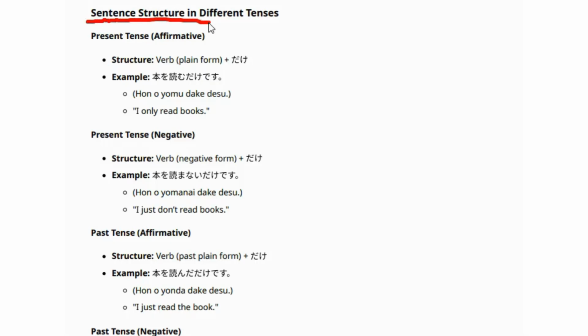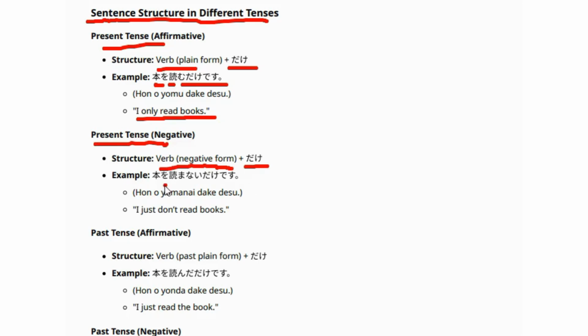Now let's see the sentence structure in different tenses. The structure is verb plus dake, for example, hon o yomu dake desu, which means I only read books. The present negative is verb negative form plus dake, for example, hon o yomanai dake desu, which means I just don't read books. The past tense is past verb plus dake, for example, hon o yonda dake desu, which means I just read the book.